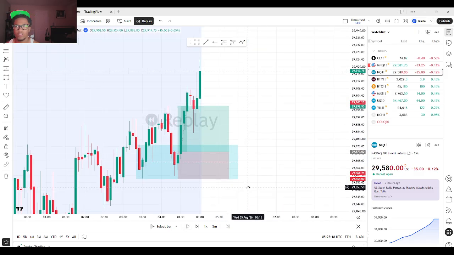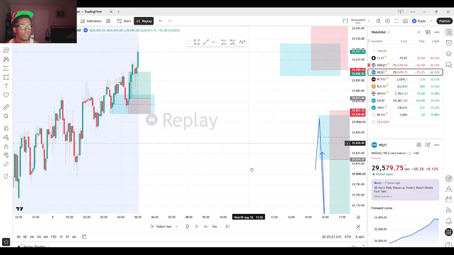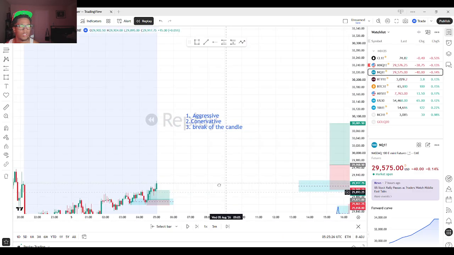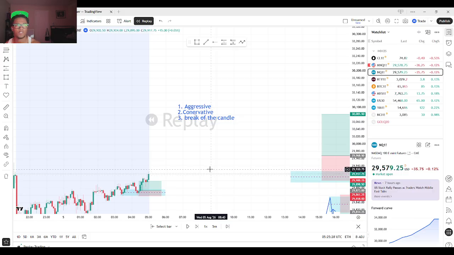Very simple. So those are the 3 different types of entries when it comes to trading supply and demand. Aggressive entry is when price comes back and taps your zone, and whatever candle taps your zone, you're entering off that candle. That is aggressive entry. Conservative is when price comes back to your zone, and then the next candle that forms out of your zone and pushes out of your zone in the direction that you want to go in, whether you're in buys or sells, that is a conservative entry. You're waiting for a confirmation that price is pulling out of your zone. That's conservative.